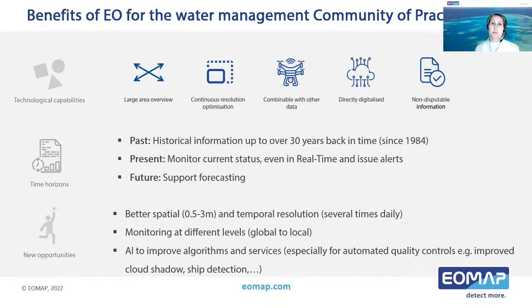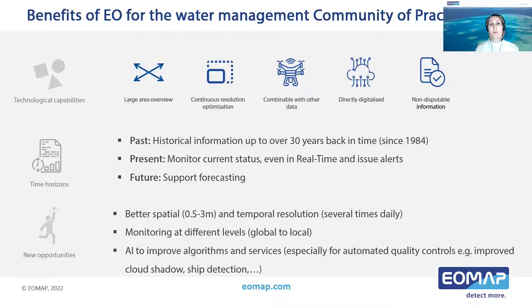What do we have in terms of time horizons? We can look back in time for more than 30 years. We are starting our time series at EOMAP from 1984. And in the present, we can monitor the current status even in real time and issue alerts, which, as we have seen before, is often very crucial. And in the future, I think we will also hear about that, we can also support forecasting with satellite data. I've already mentioned it because this is what is next and what is new.